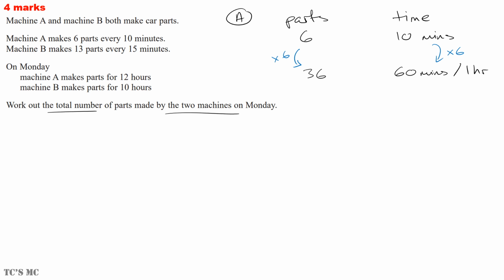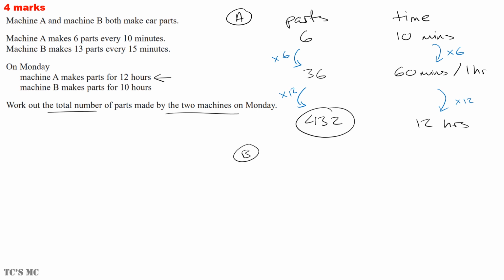That is 1 mark. The question though says Machine A makes parts for 12 hours. So we need to work it out for 12 hours. 1 multiplied by 12 is equal to 12 hours. Do the same on the other side, and that gets us 432 parts made by Machine A. That is now 2 marks.